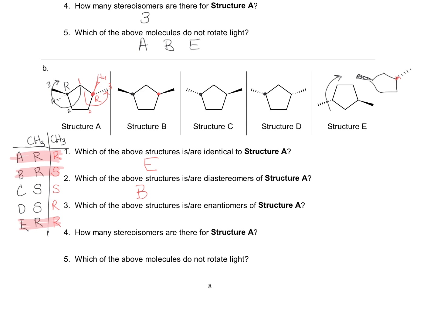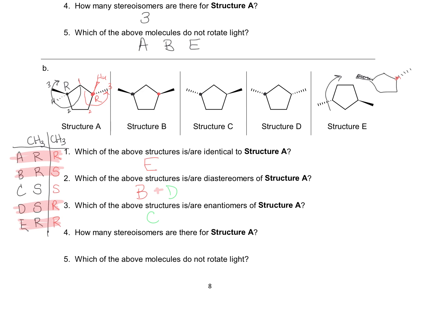Which of them are diastereomers? So we also should look. C goes opposite, opposite. Since they're both opposite, it's not a diastereomer. A is opposite with D on one, and then it's the same on the other. So B and D are going to be our diastereomers. And then which of the above molecules are enantiomers, which means complete opposites. Since A is RR and C is SS, C is going to be our enantiomer.